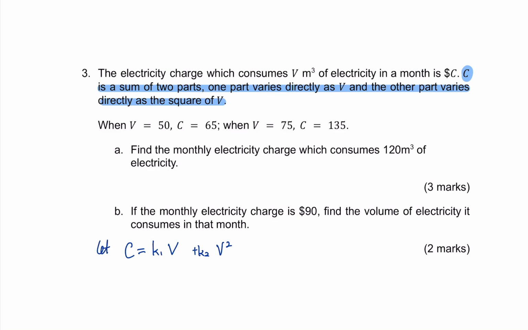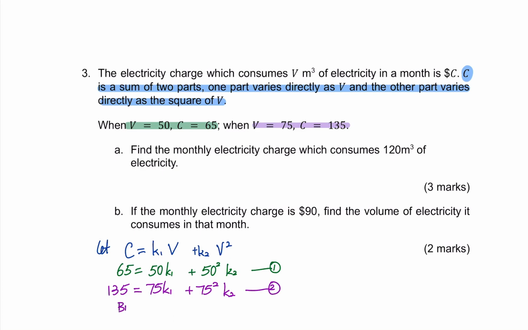You let that equation, and then see what's the first information that you can put. Now this question, I'm nice to you that you have the numbers directly. So input the first one. C is 65, V is 50. We write numbers first, okay? 50 square and nothing else to do. So this is your first equation, and then the second one, 135, 75 K1 plus 75 square K2.